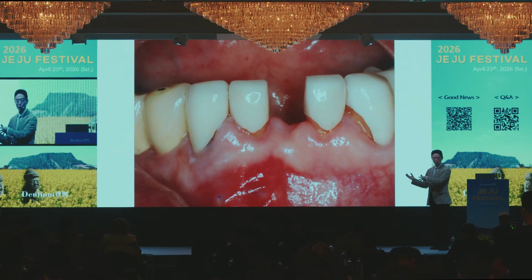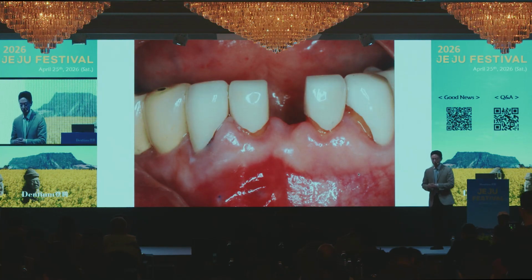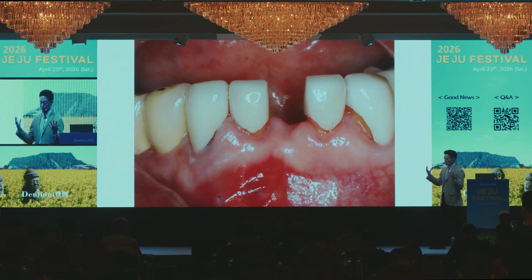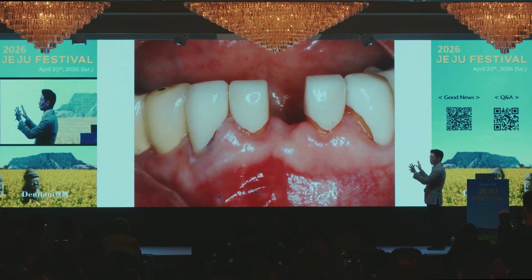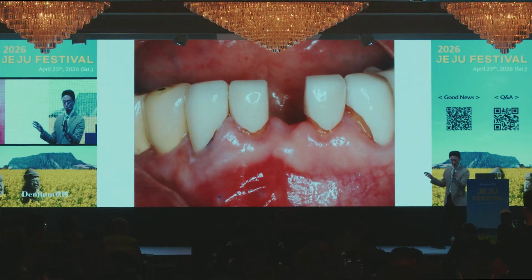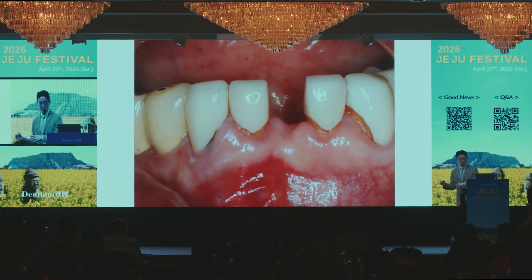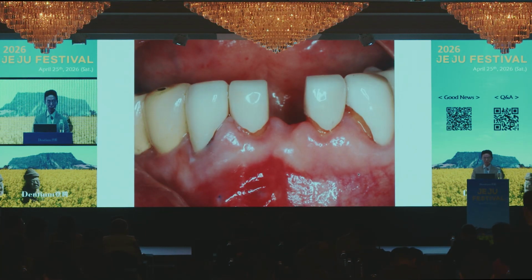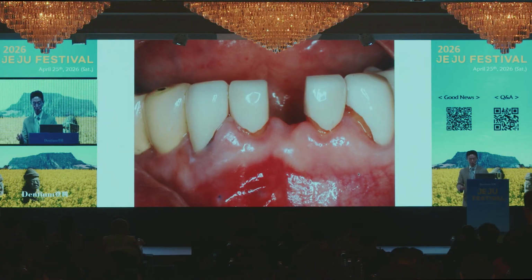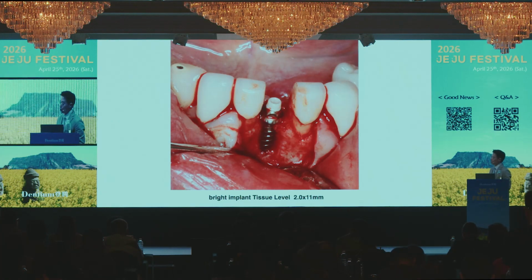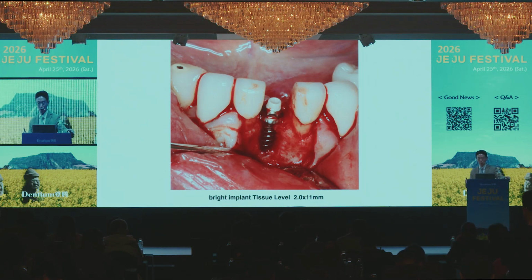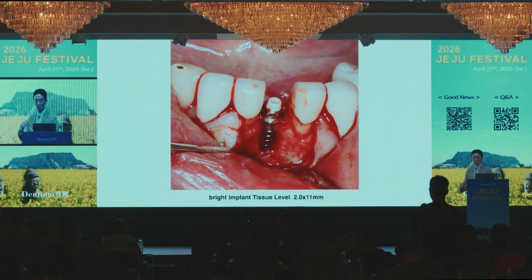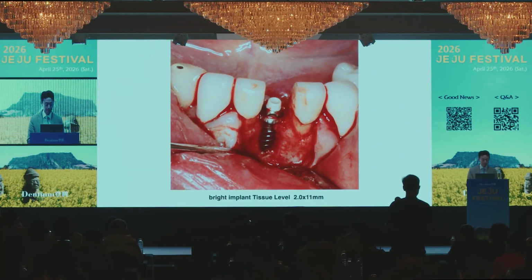if we provide a bridge treatment in this case, the adjacent tooth processes should be removed. But the patient did not want to get that kind of treatment. So we decided to do the single implantation with a 2 millimeter Bright tissue level implant. I solve these cases easily with the tissue level implant nowadays.